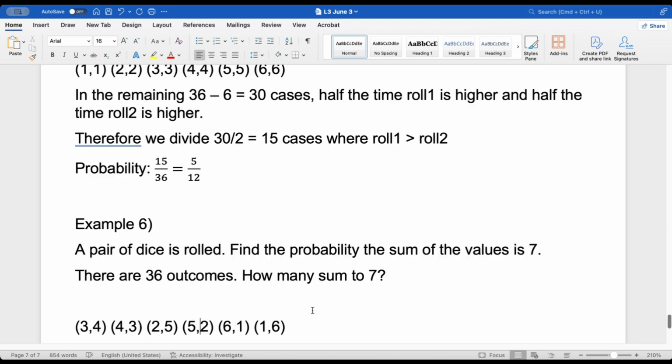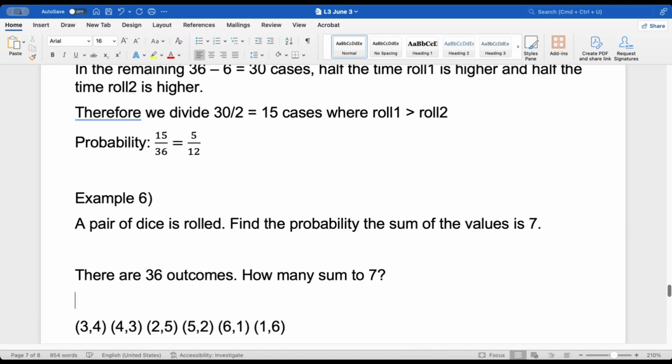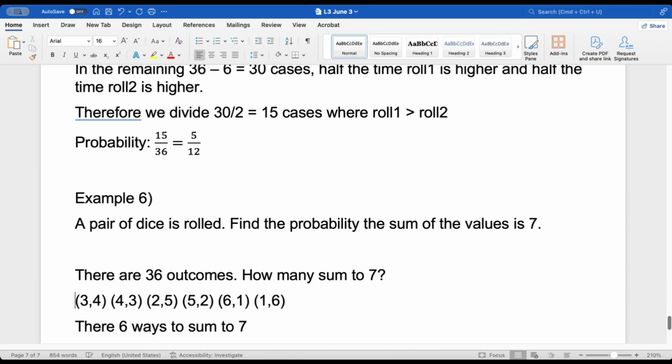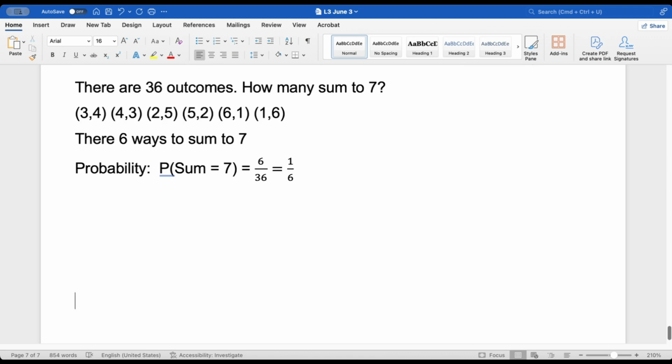You could get 3 and 4 or 4 and 3. You can get 2 and 5, 5 and 2, 6 and 1, 1 and 6. So there are 6 ways to get the sum to be 7. Sorry, let me just move this down here. This is part of the solution. So there's 6 ways to win, 6 ways to succeed to get a 7, divided by the total 36, and that reduces down to 1 out of 6.